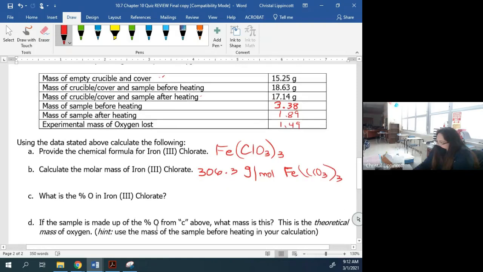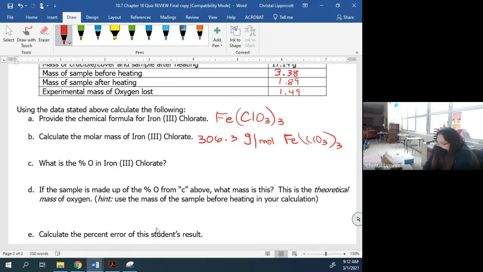All right. So now we need to figure out the percent oxygen in iron chlorate. Now that's not in our sample, but that's in iron chlorate. So we're going to take the oxygen that is here, the part that is here. And I did not write that down. So 9 times 16, 144. So we're going to take our part, which is our oxygen, our 144. We're going to divide it by the whole here, which is 306.3 times 100. That's going to be 47% oxygen.